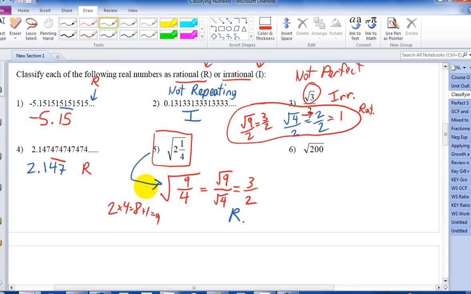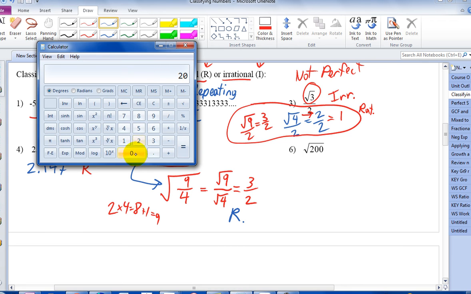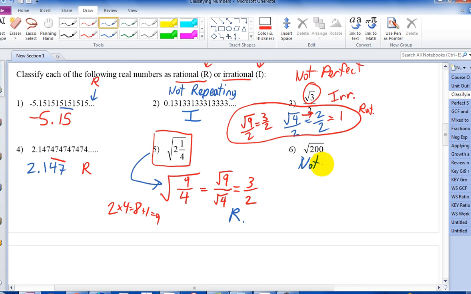Okay, we're going to do a fair amount of that stuff. What's square root of 200? What two numbers multiply to 200? They're the same? I don't know. Try it on my calculator just to be certain. I don't think there is a perfect square. That's right. It's not perfect. And so this is going to be an irrational number. It will go on forever and ever and ever. Okay. Any questions?